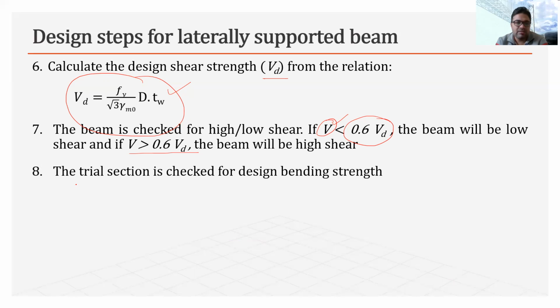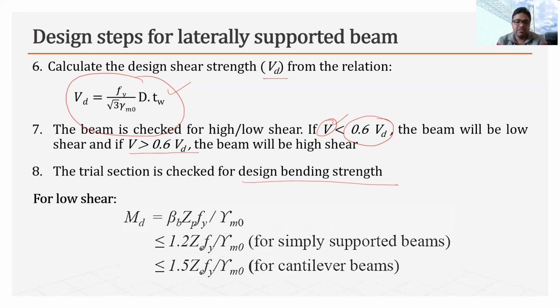In the next step, we will find out the design bending strength based on the case whether V is less than 0.6 times VD, or V is greater than 0.6 times VD. So based on this criterion, we will find out the design bending strength. Now, if it is a low shear, then simply we can find out the MD value using this relation, and then we will satisfy this with the respective condition whether our beam is simply supported or cantilever.